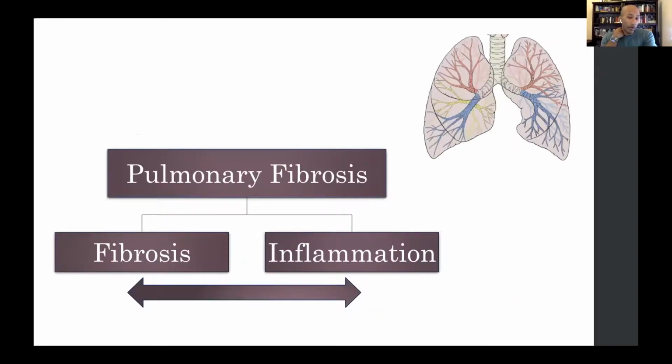And pulmonary fibrosis, once again, a big part of it is scarring, but inflammation can also be present. So it's usually a spectrum between fibrosis and inflammation, often both.